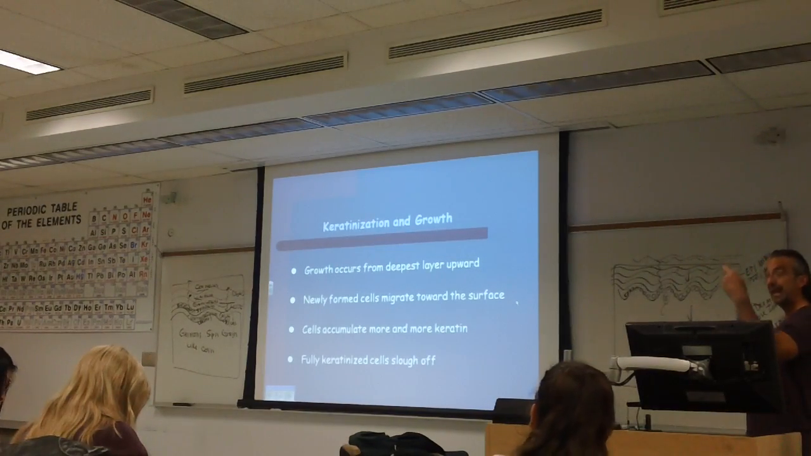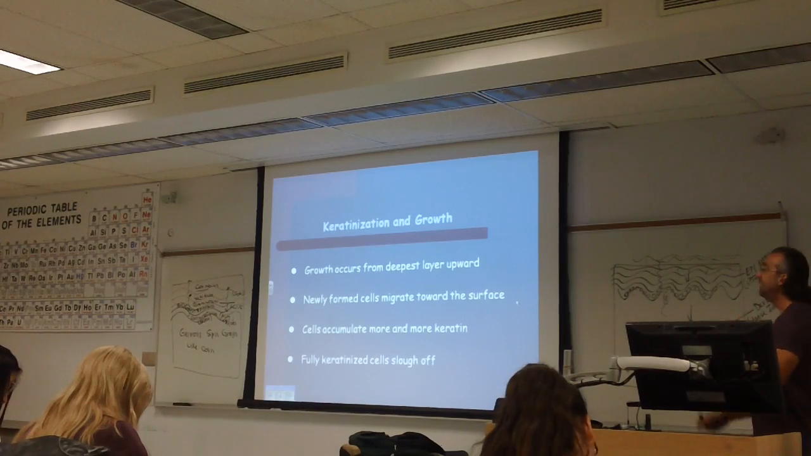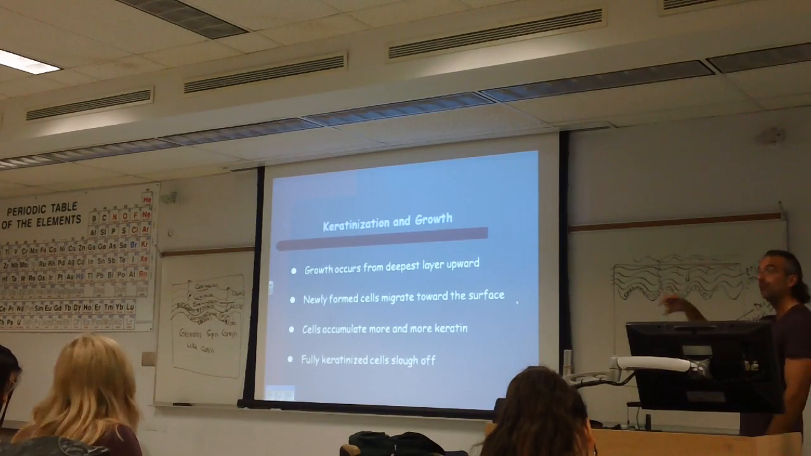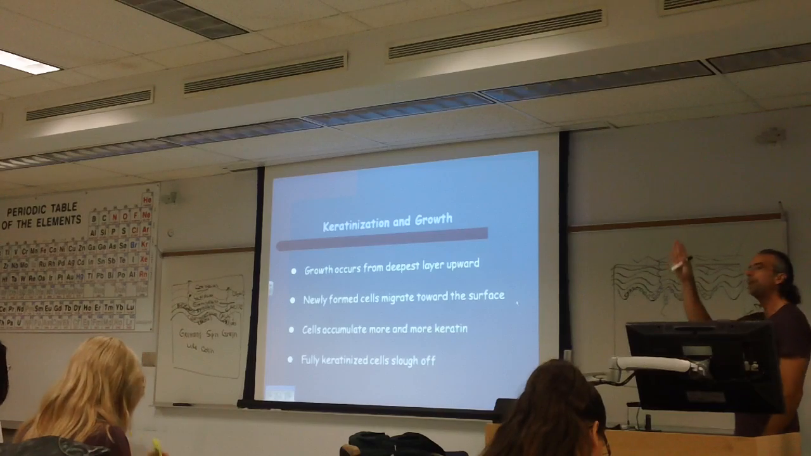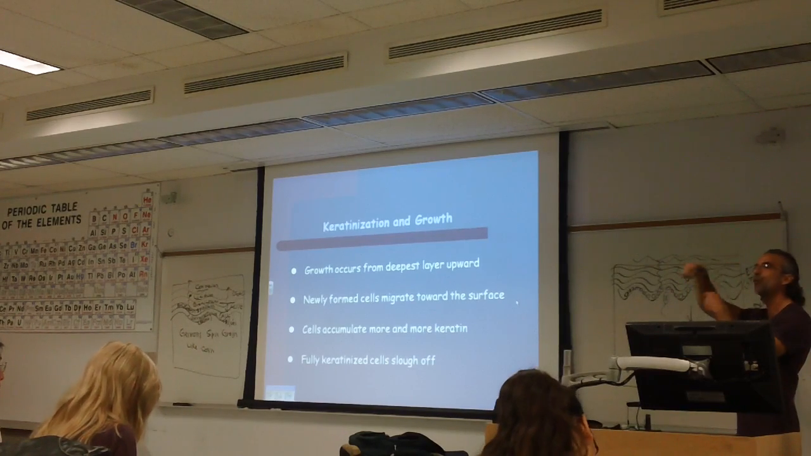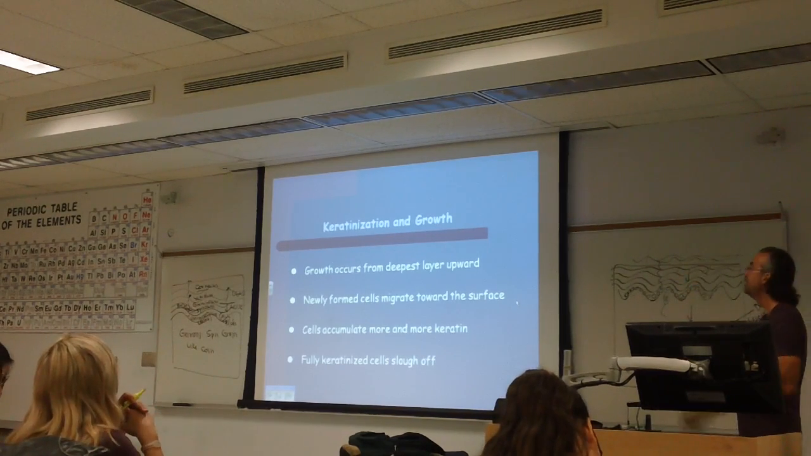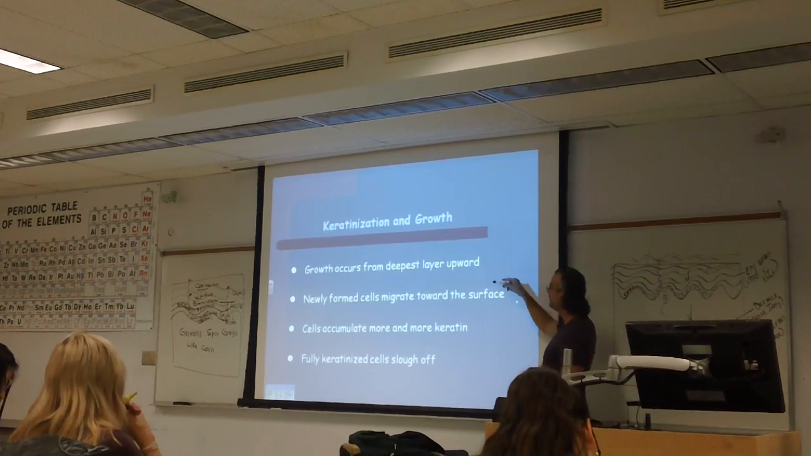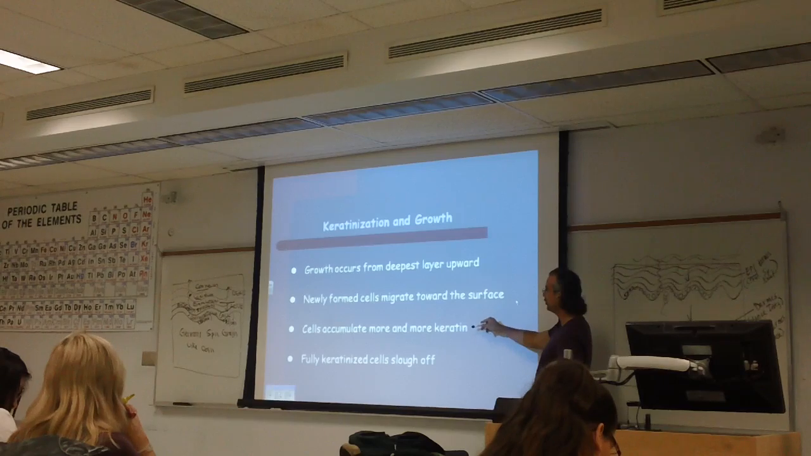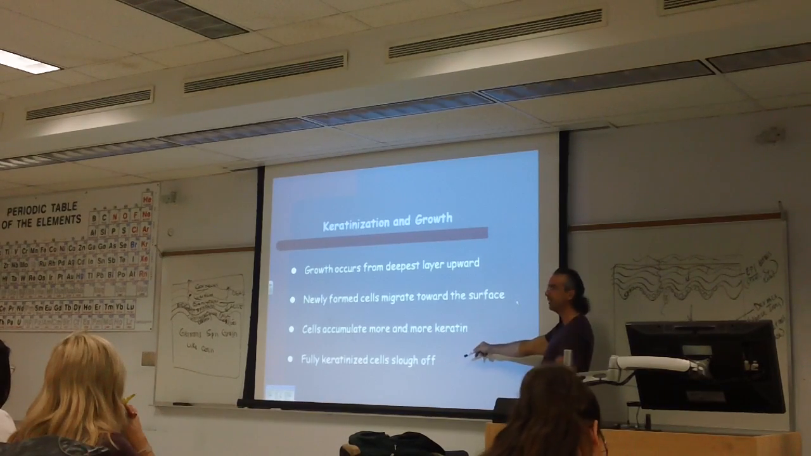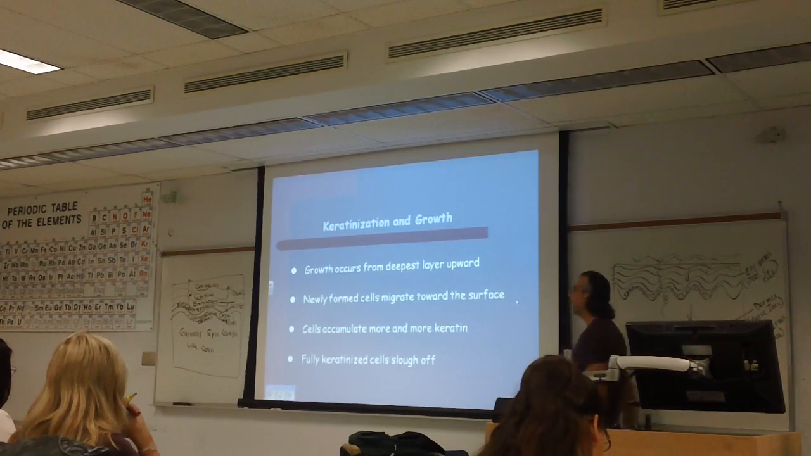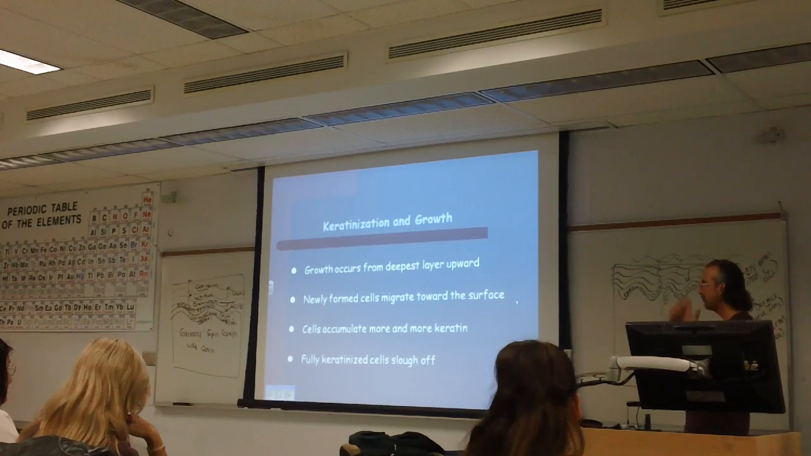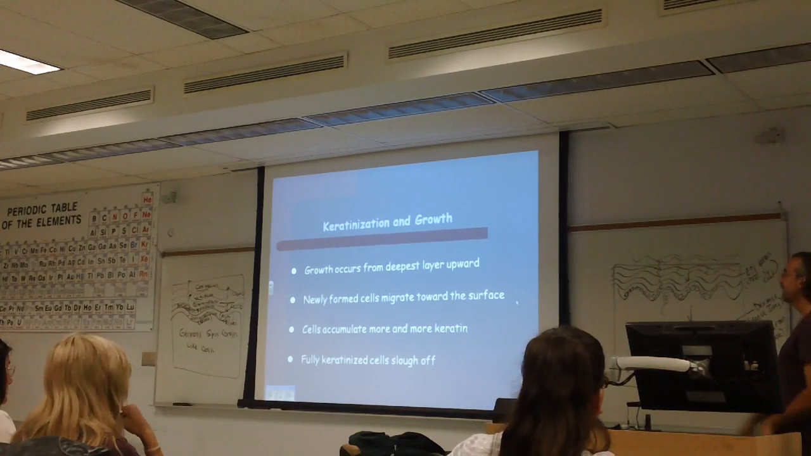We spoke about keratinization, how that works. It starts in the very bottom layer, stratum basale, and they migrate towards the surface, gaining more and more keratin as they go through. So that was really the whole idea. It grows in the deepest layer and they migrate upward towards the surface, right? They accumulate more and more keratin, and then they slough off at the very end. So every day when you're showering or putting your clothes on, you're losing cells.